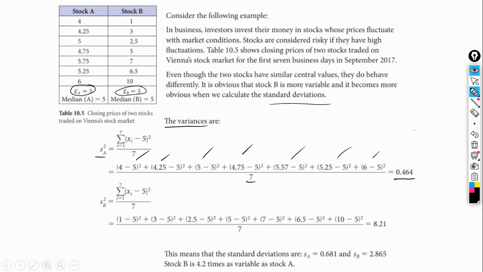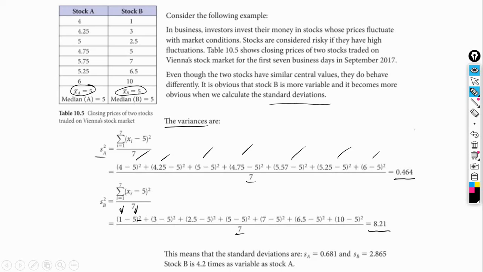Again, getting each sample, subtracting it from the mean, and squaring it. Adding all those different samples up, and then dividing by the sample size, and for stock B, we get a variance of 8.21.